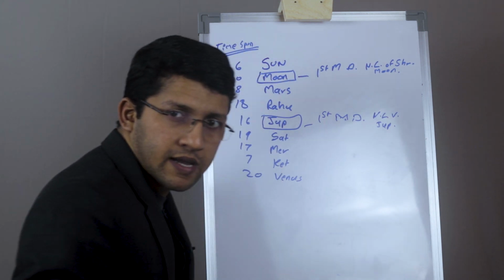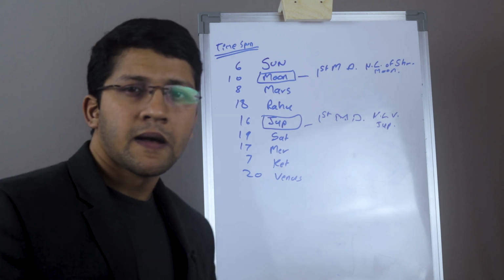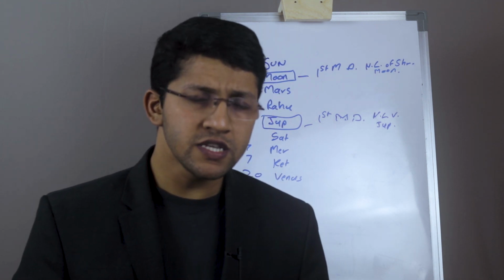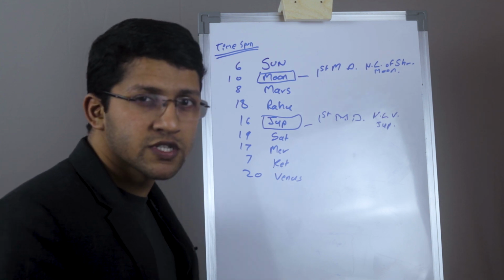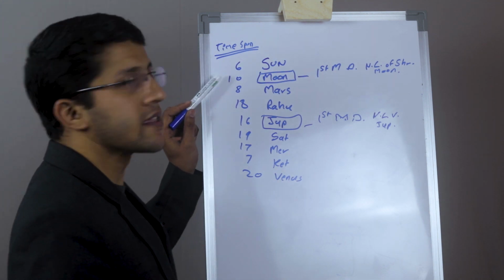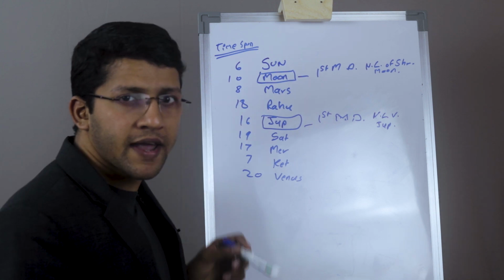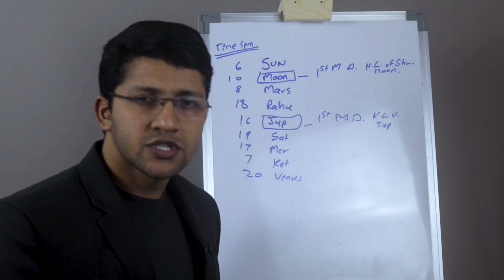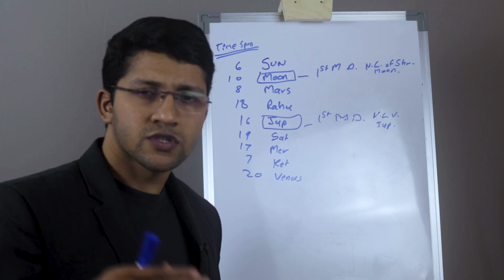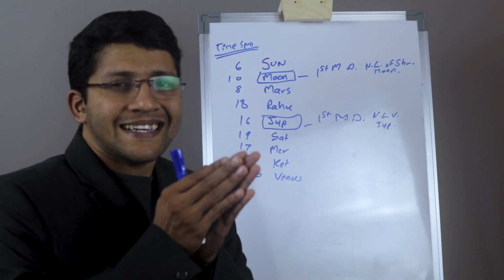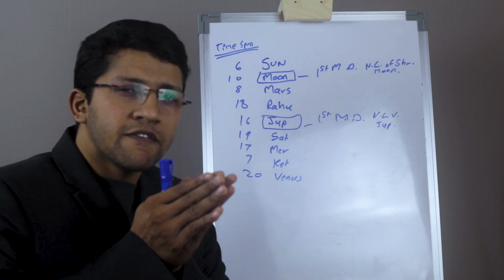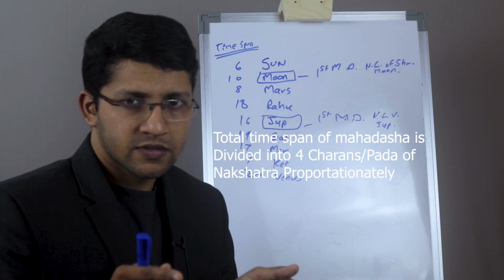This is the sequence, and the numbers you see on the left side are the time span of the Mahadasha. There is one more thing called the balance of Dasha. If you see your horoscope, for the first Dasha, you won't see a complete time span of that Dasha. Why? Because each nakshatra is divided into some charan. So these 10 years are divided into these charans.